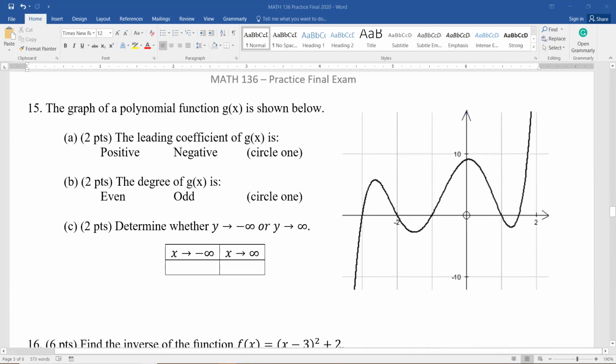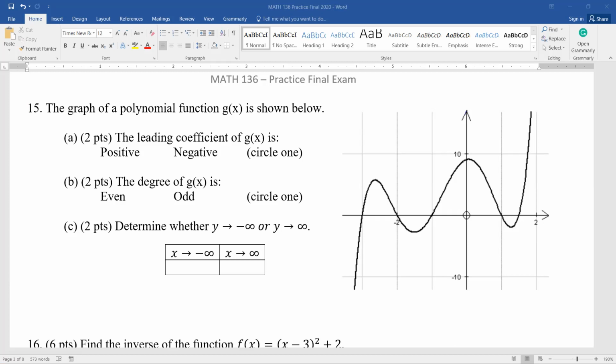Question 15, the graph of a polynomial function is shown below. We're trying to determine whether the leading coefficient is positive or negative, if the degree is even or odd, and then we have to talk about the end behavior as we take our x values to approach negative infinity and we take our x values to approach positive infinity. So looking at this, I always start off with leading coefficient.